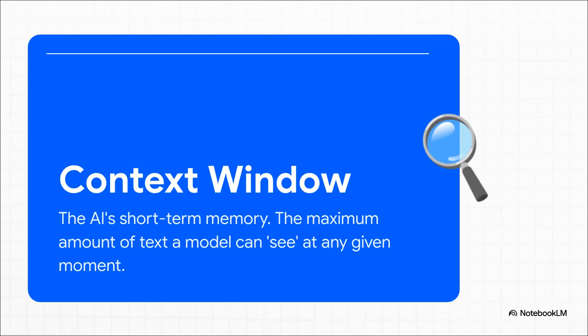So what exactly is a context window? Simply put, it's the AI's short-term memory. Imagine you're reading a massive, ancient scroll, but you can only look at it through this tiny, fixed-size window. You can only see and process the words that are right there in the frame. As soon as you scroll down, the text that was at the top, it's gone. Out of sight, out of mind. That is exactly how an AI's context window works.